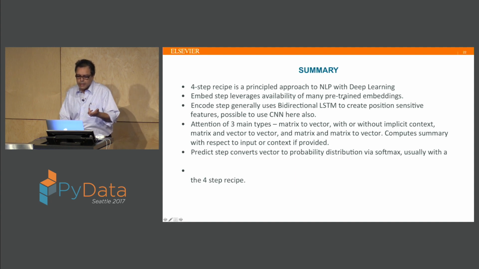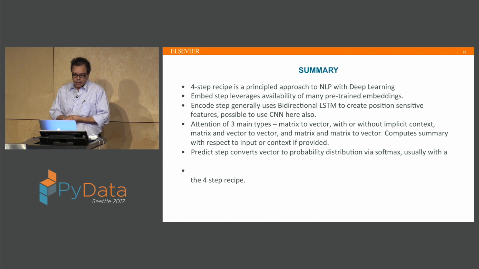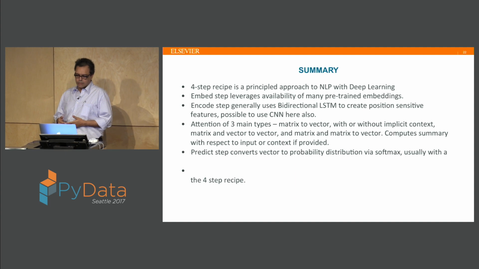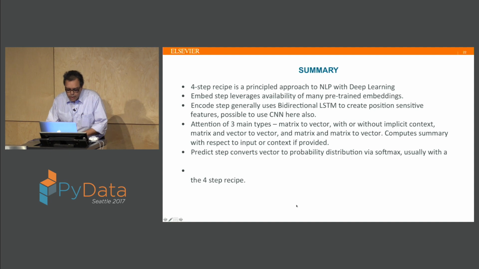The embed step leverages the availability of many pre-trained embeddings. The encode step uses bidirectional LSTM, or nowadays you can also use CNN, but I didn't cover it here. Attention is of 3 main types: matrix to vector, with or without implicit context, and matrix and vector to vector. Essentially, it computes a summary with respect to input or context. And the predict step converts the vector to a probability distribution, and then it creates a label for you, and that's pretty much it.